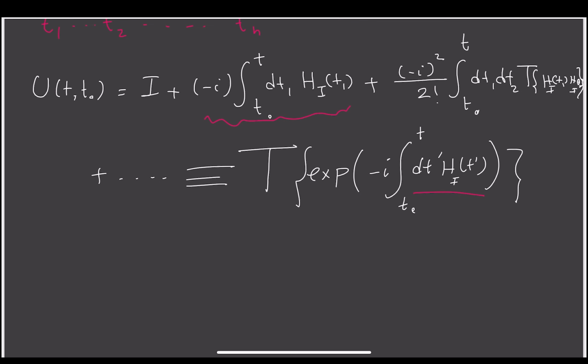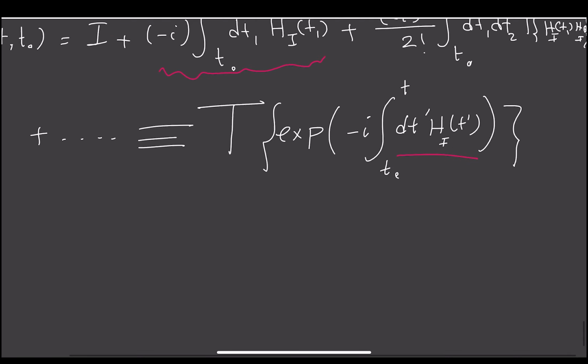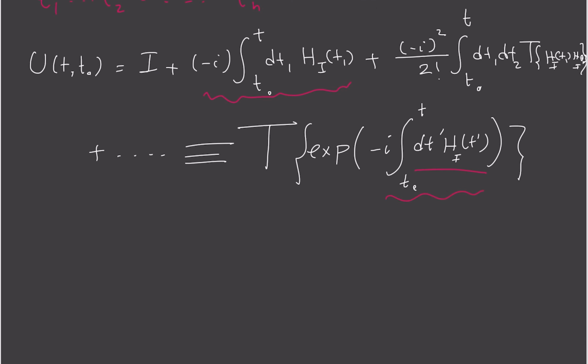Okay. But again, this is an integral of a Hamiltonian. This is an integral of an operator. And then you calculate the exponential of that operator. So it's a function of an operator. And then at the end, you time order them. So this is what this T is here for.